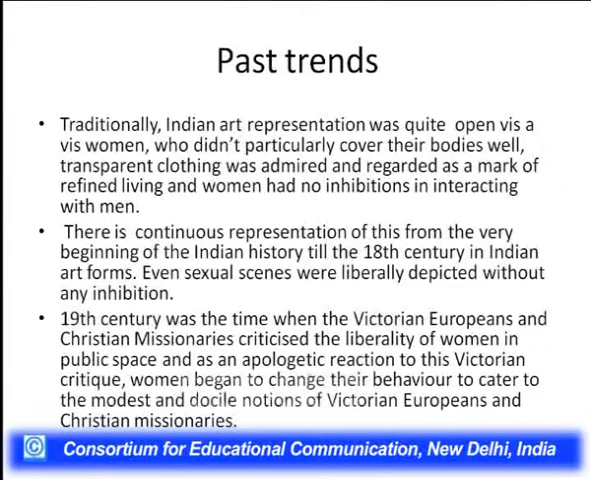They started adopting Victorian techniques, and there was definitely a change in their behavior to cater to the modest and docile notions of Victorian Europeans and Christian missionaries. So, all the students of art must understand this paradigm shift which happened during the colonial period, and the real reason behind this change was not Indian value system or Indian tradition or belief in simplicity or parda. Rather, it was a kind of imposition by Victorian mindset, and they did not want Indian women to be painted in a shameless, so-called shameless way as they were being painted so far.